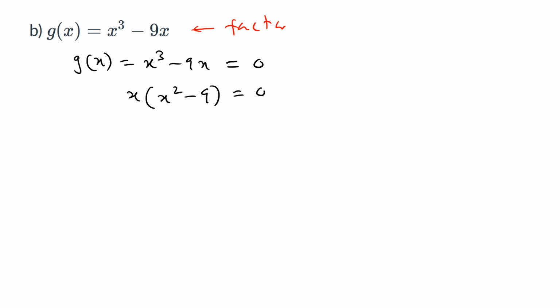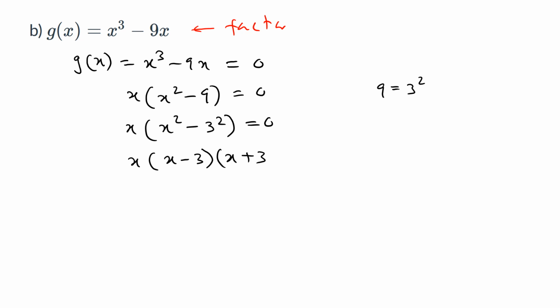This is very easy to factor because you can write 9 as 3 squared. So this is x squared minus 3 squared, and then we can use the difference of squares. So it's (x minus 3)(x plus 3). If you do not remember, x squared minus y squared equals (x minus y)(x plus y). That is the difference of squares.